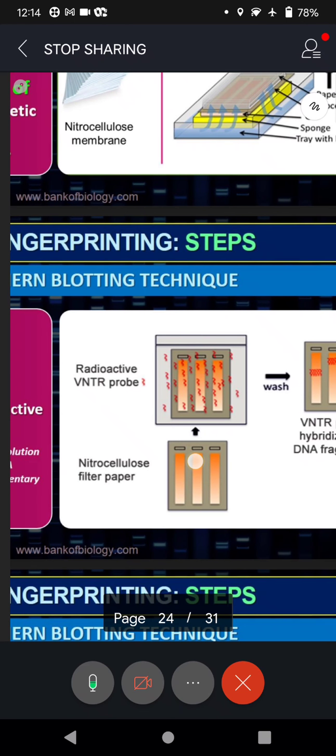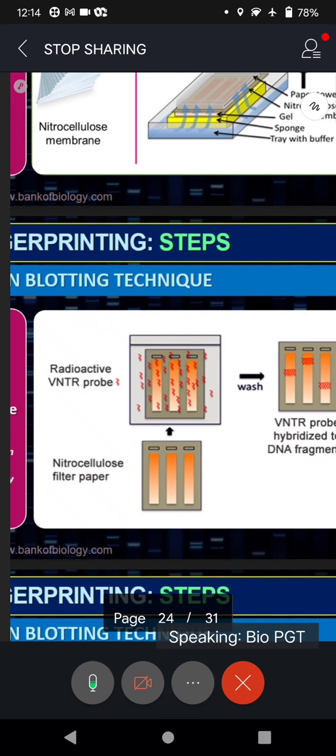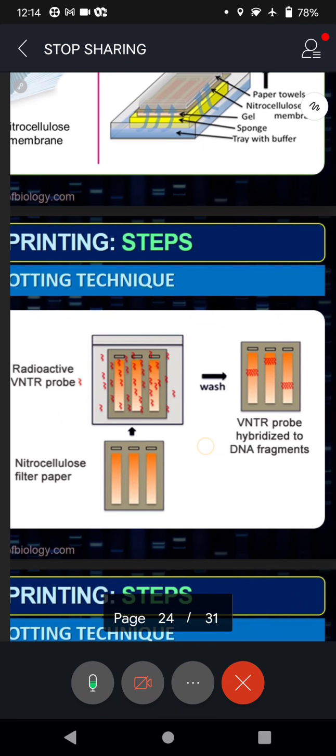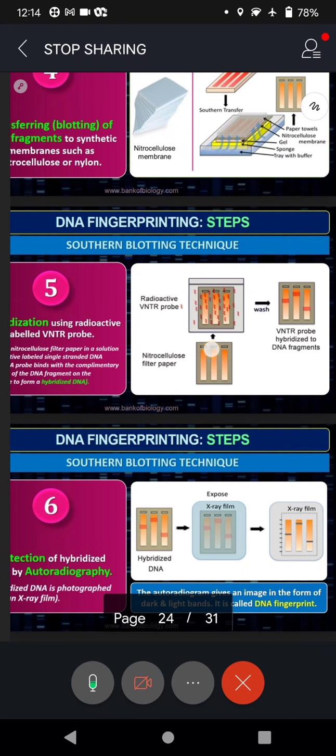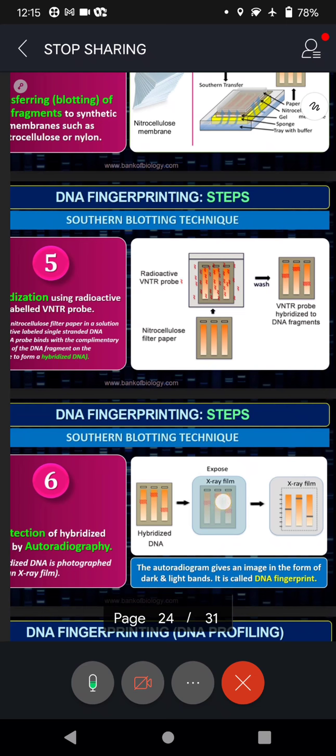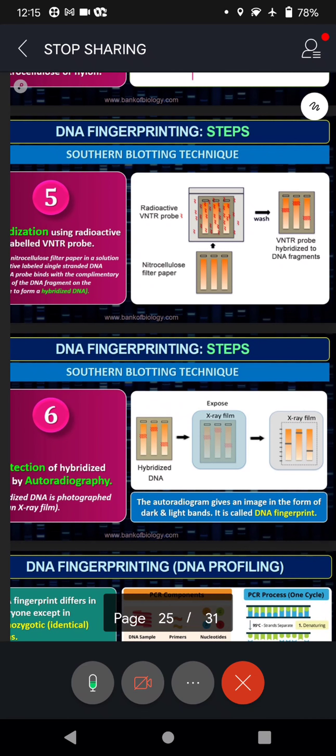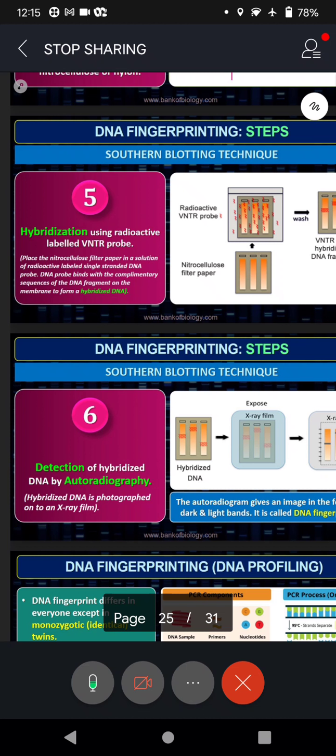Look at that. So radioactive VNTR probe, then it is washed, and the VNTR probe is hybridized to DNA fragments. Now the DNA fragments are spread across. Now there is a pattern of nitrogenous sequences of the DNA, and now we compare the sequences. So detection of hybridized DNA is by autoradiography, that is, hybridized DNA is photographed onto an X-ray film.